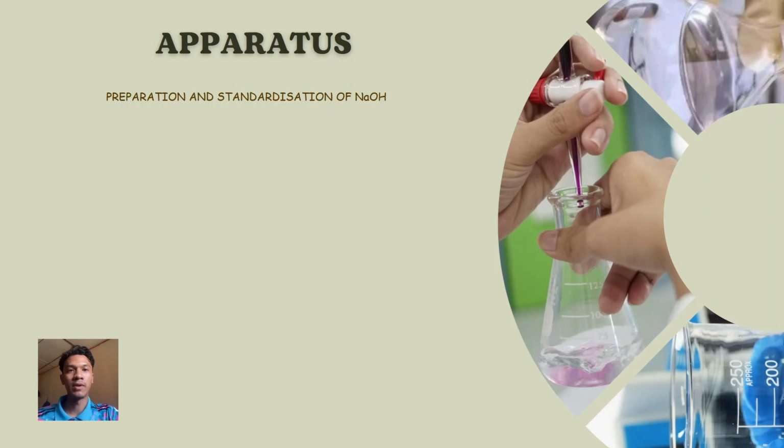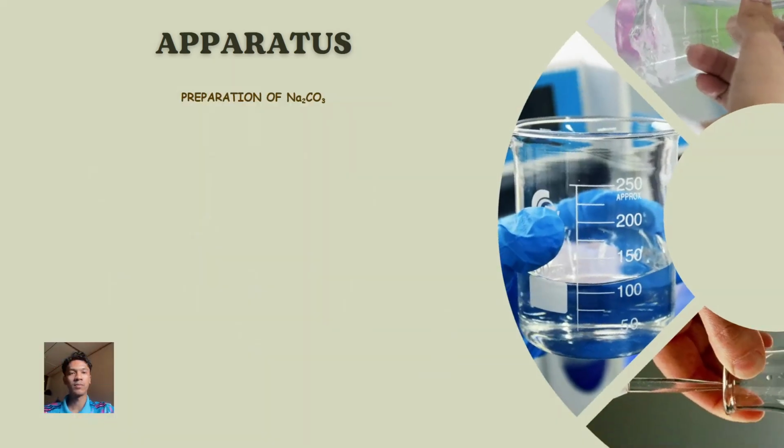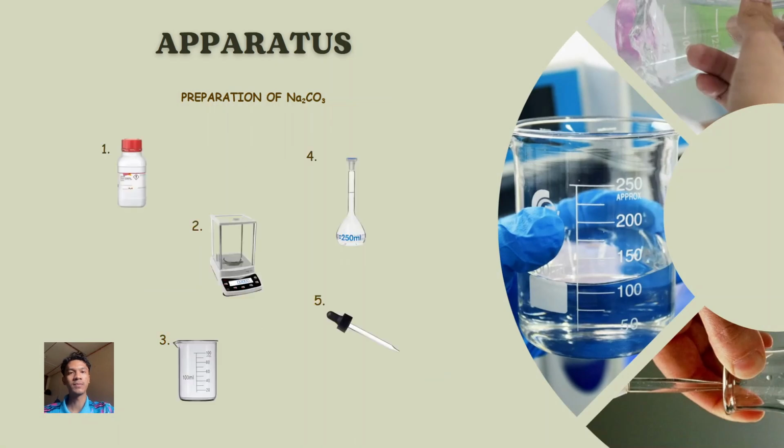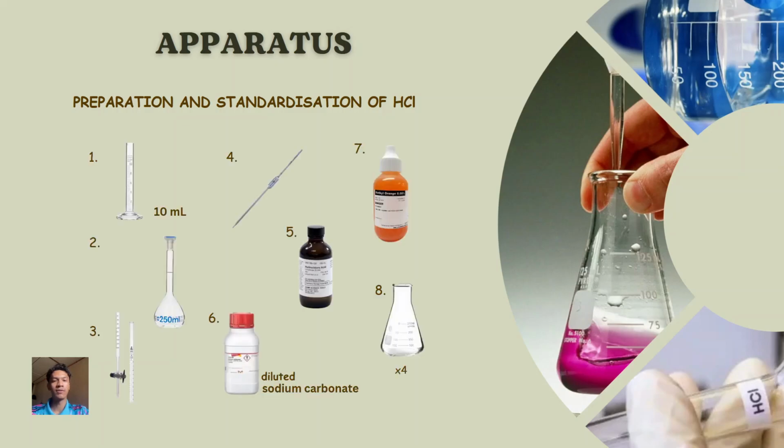The apparatus for the preparation and standardization of sodium hydroxide: beaker, volumetric flask, phenolphthalein indicator, diluted hydrochloric acid, conical flask, and also sodium hydroxide. For preparation of sodium carbonate, we are using sodium carbonate, analytical balance, beaker, volumetric flask, and dropper. For preparation and standardization of hydrochloric acid, we are using measuring cylinder, volumetric flask, pipette, burette, hydrochloric acid, diluted sodium carbonate, methyl orange indicator, and conical flask.